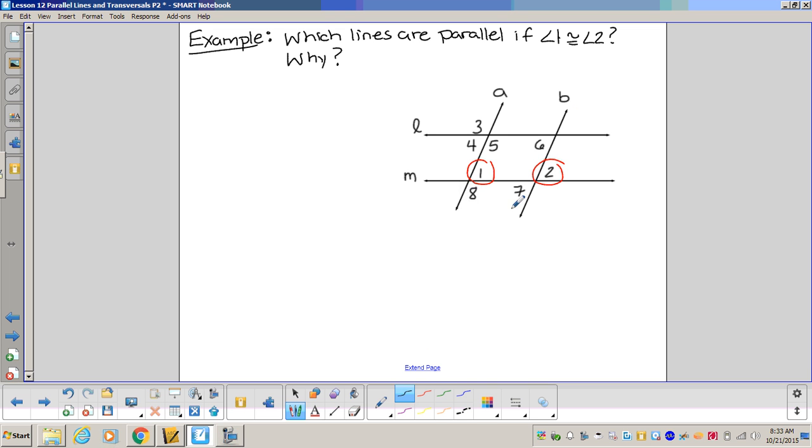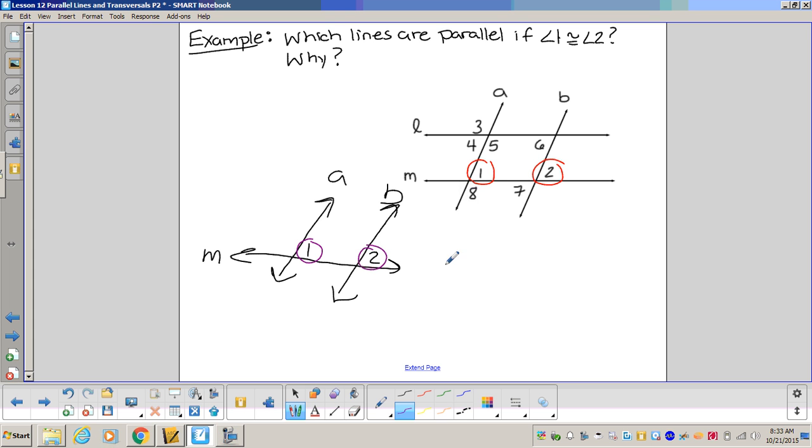So I might get rid of the distractions and redraw this with just line A, line B, and line M. And I'll put in angle 1 and angle 2. So not a perfect picture, but it helps me get rid of the distractions. So again, angle 1 and angle 2, we know when two lines are crossed by transversal, these two are in the spot that tells us they are corresponding angles.